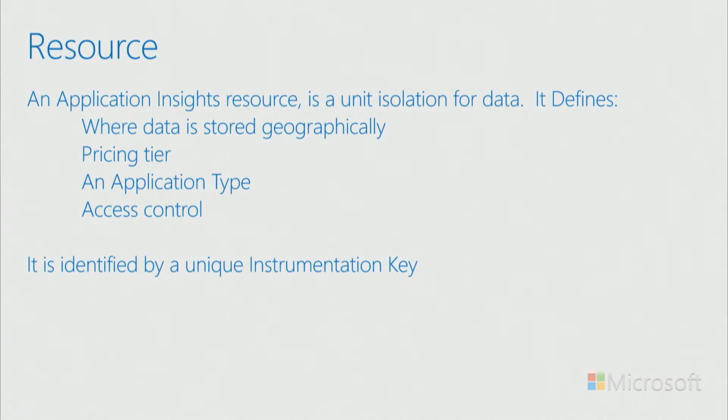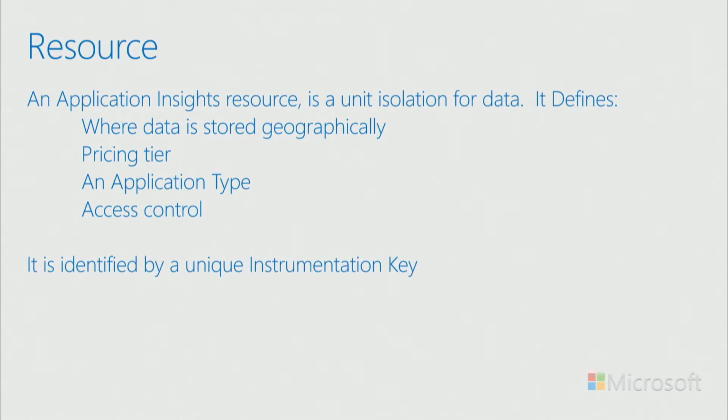The Application Insights resource is a unit for data isolation. It defines where the data is stored geographically, the pricing tier, the application type that is being monitored, and the access control that you can give on it. So you can give different permissions per application resource. Each application resource is uniquely identified by an instrumentation key in Application Insights. That's how you identify an Application Insights resource. In Azure, your application is represented with the name.